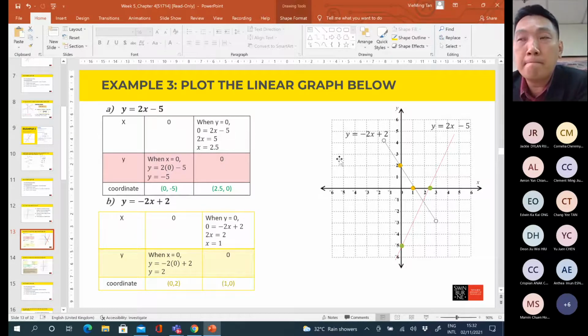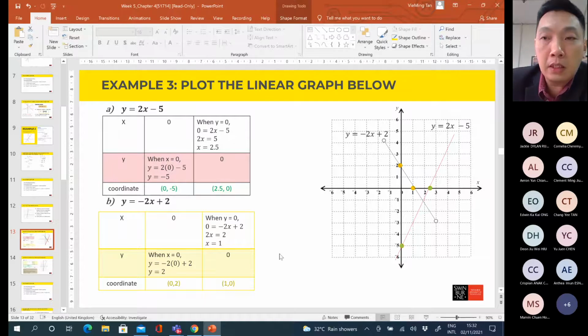Okay, Sir, for the unknown, does it always have to be 0, or can we put other numbers? You can put other numbers. Yes, good question. You can choose other numbers also, as long as you have 2 points.